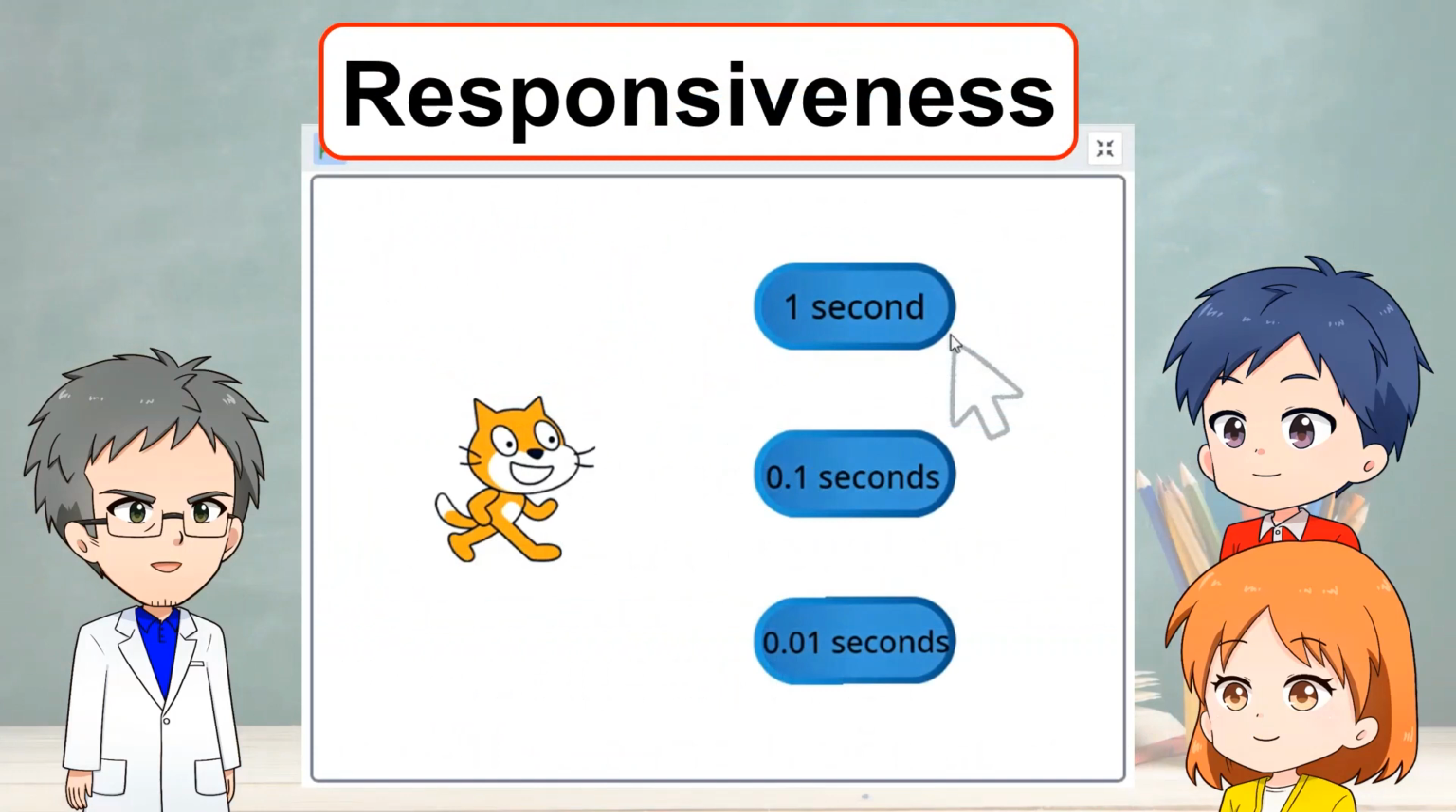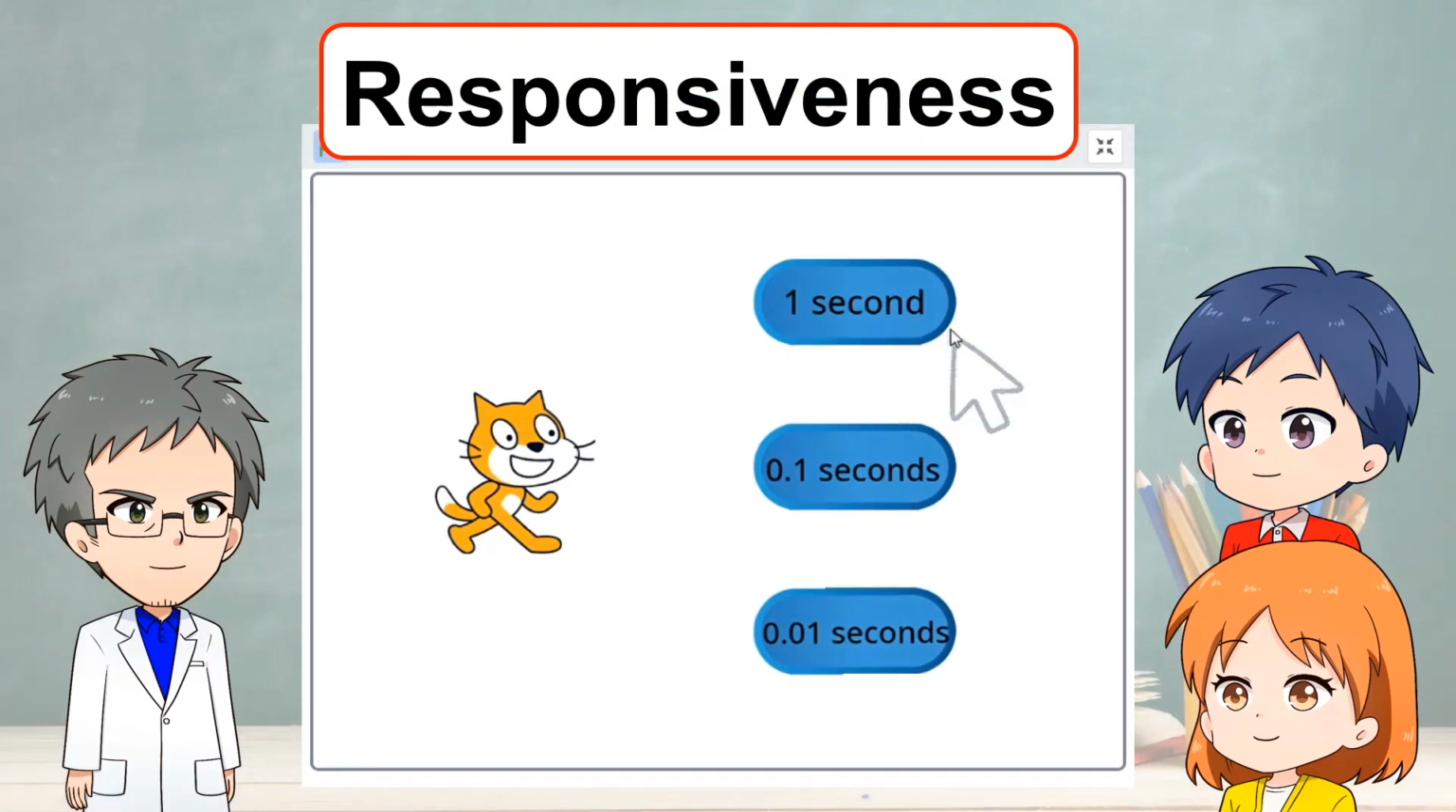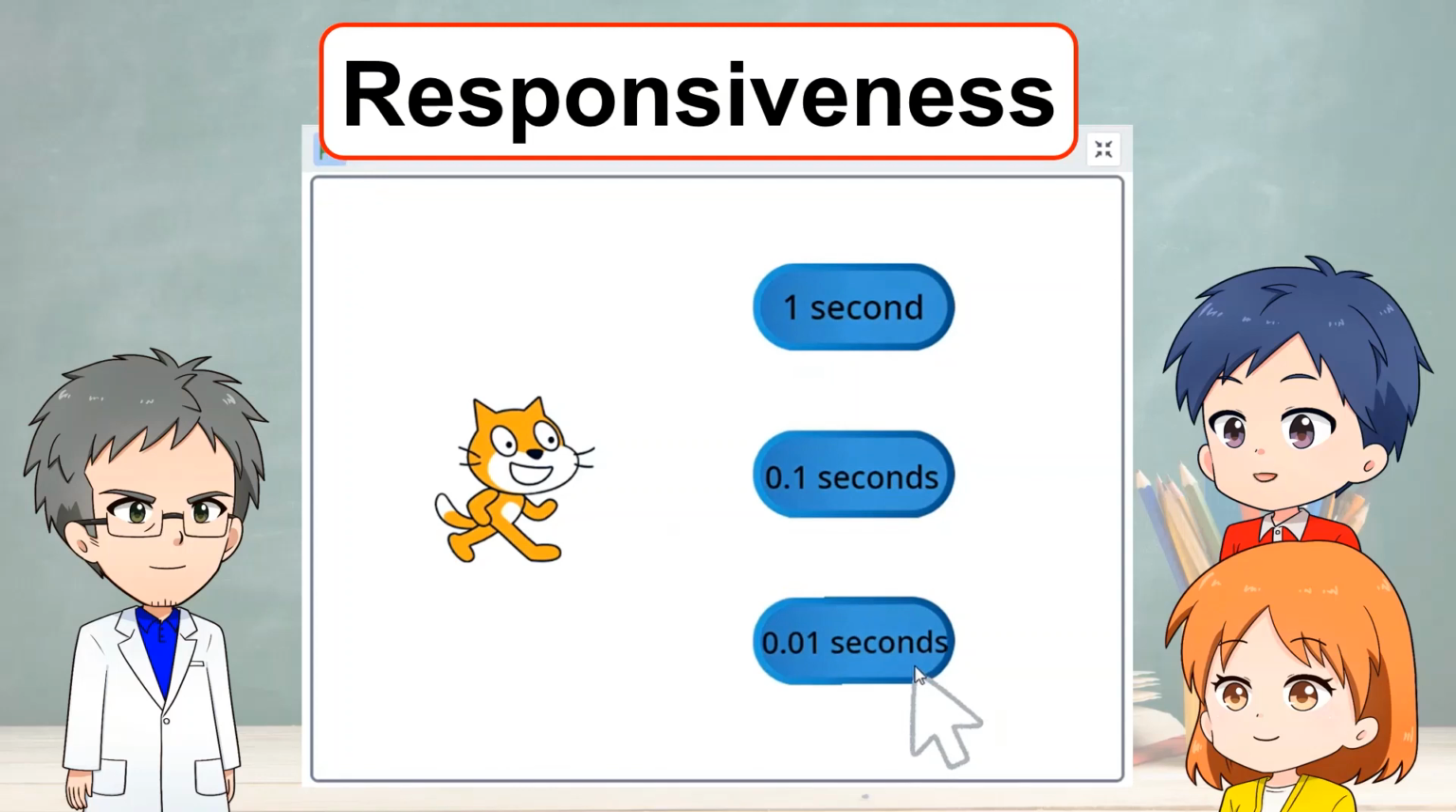Let's check with a responsiveness experimental program. One second is too slow. 0.1 seconds should be okay. It's okay for a car window, but it's not acceptable for a game button. Why?